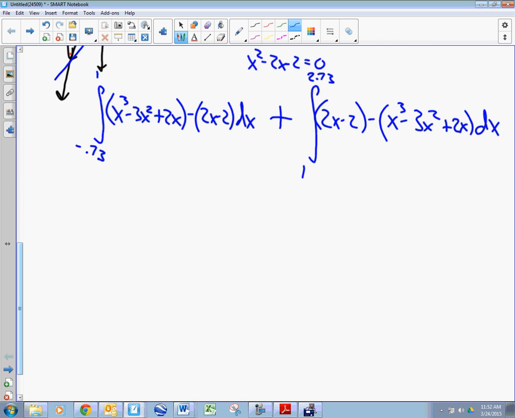So we're going to make it just a little bit nicer here. Integral from negative 0.73 to 1 of x to the third minus 3x squared, and then 2x minus 2x is 0, and then minus the negative 2 will be plus 2. Notice this is going to be the same as that, but different by a factor of negative 1.